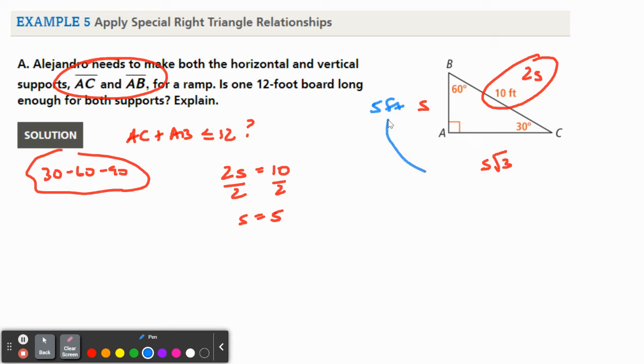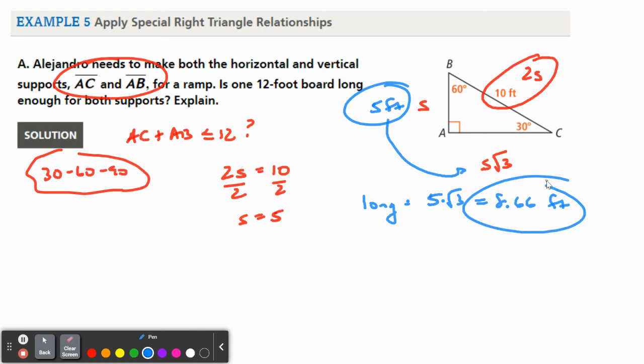And now we can use that 5 feet, and again, that's a 5, not an s, to help find the long leg. The long leg is going to be the short leg, which was 5, times the square root of 3, right? And that's all it is. Now, we do want to estimate that, and that comes out to be about 8.66 feet. So we know that the short leg is 5 feet. We know that the long leg is around 8.66 feet.